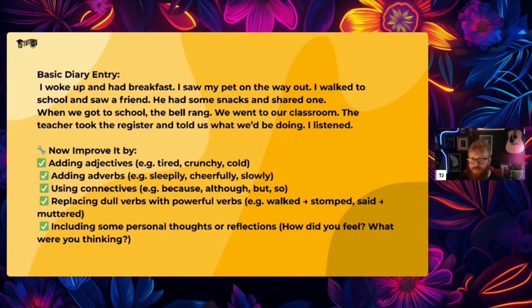Right, now next part is as follows, a basic diary entry. Okay, I'm going to get you guys to try and have a go at improving a boring diary. Okay, so basic diary entry here.